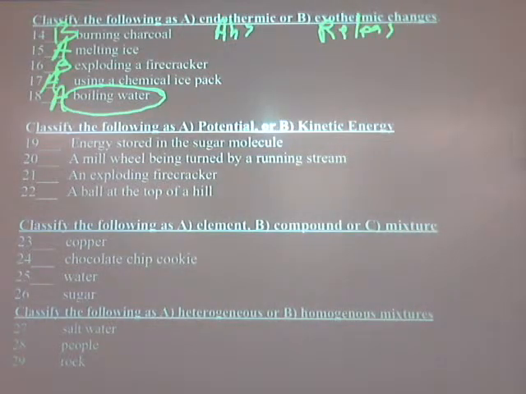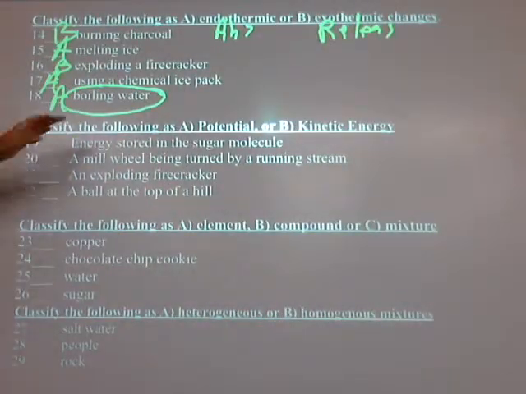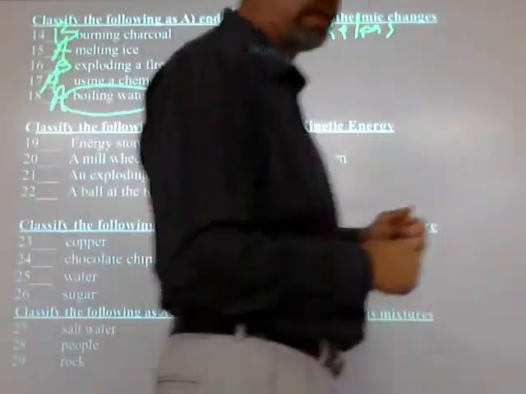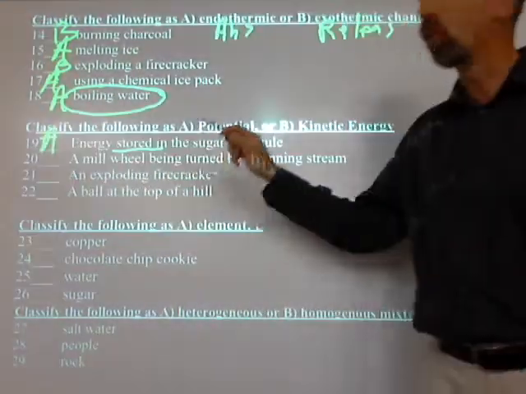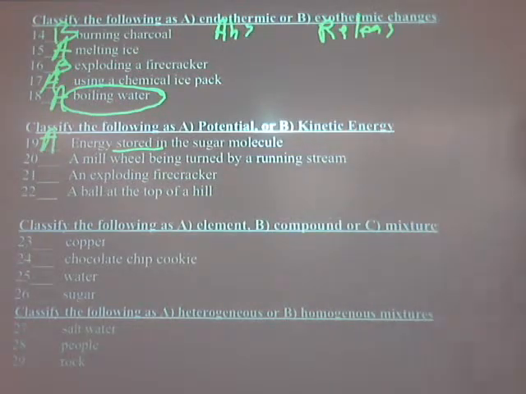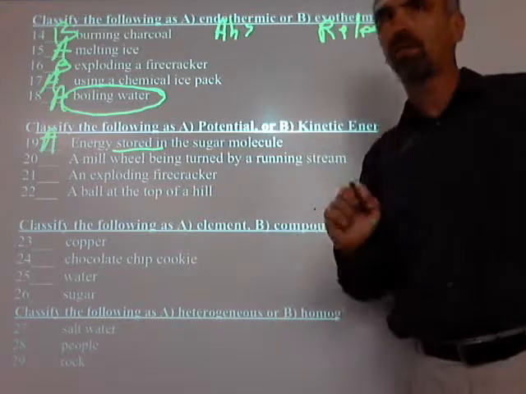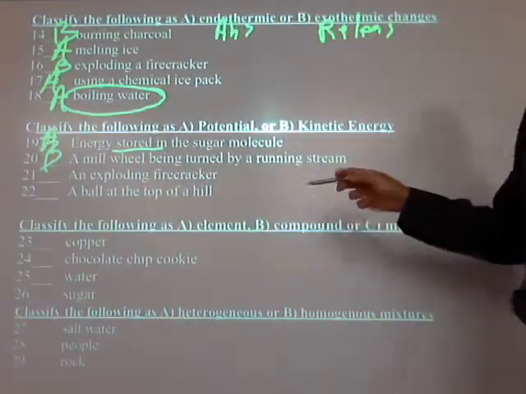19. Stored. These are potential versus kinetic energy. Okay. Potential energy is stored energy. Kinetic energy, energy of motion or transferring heat. Right. So obviously 19, you're not going to get that wrong. What do you think about 19 here, Jacob? Potential. It says the word stored right there in it. Can't get that wrong. Gabriel, what about a mill wheel being turned by a stream? Kinetic. Okay. Simple enough.